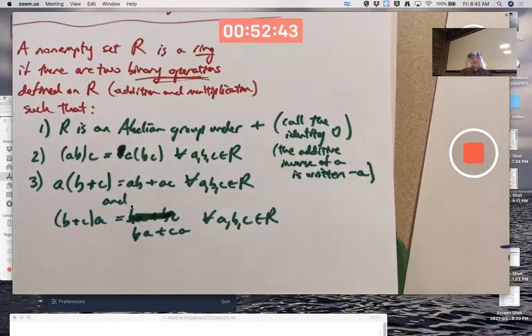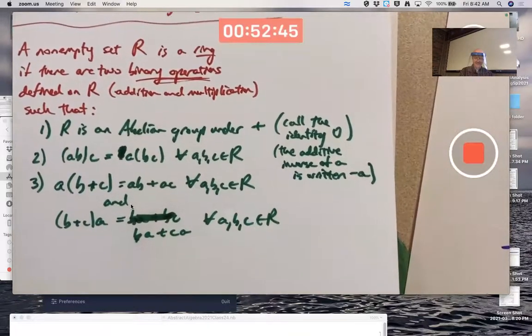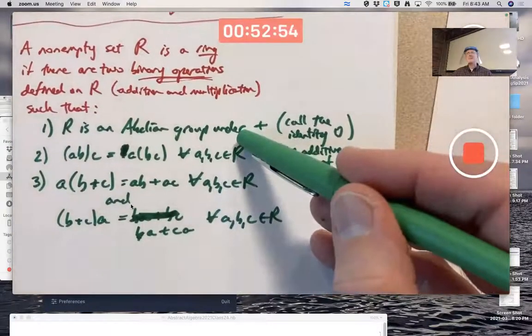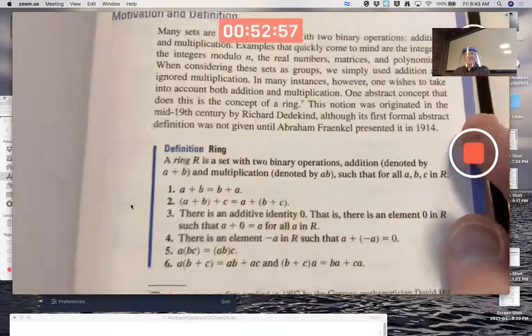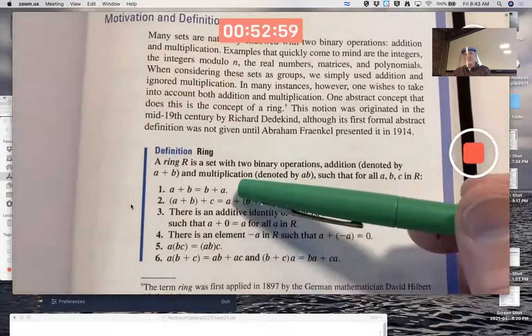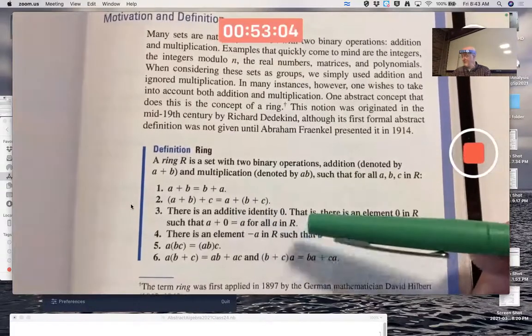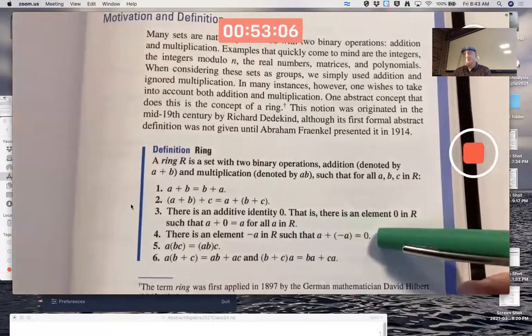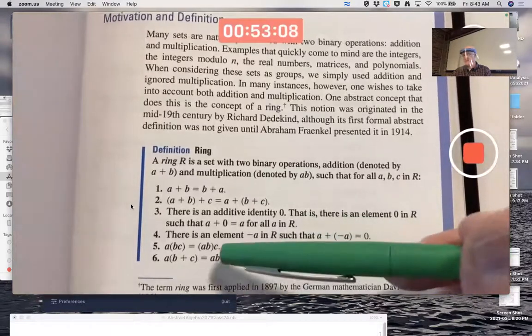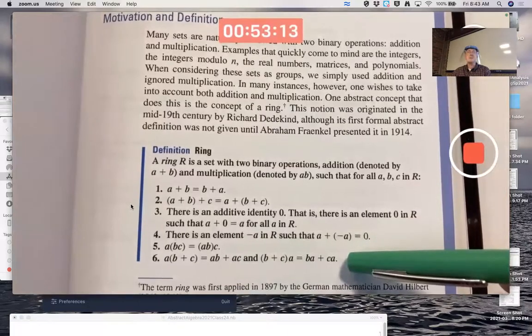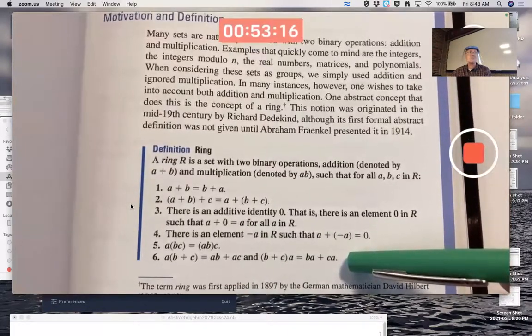See how we compare with the book here. Okay, the author lists out the properties. My property one is listed as a bunch of properties. Addition is commutative, so it's an abelian group under addition. It's associative, there's an additive identity. Each element has an additive inverse. There's the associative property of multiplication. There's the two distributive properties of multiplication over addition.